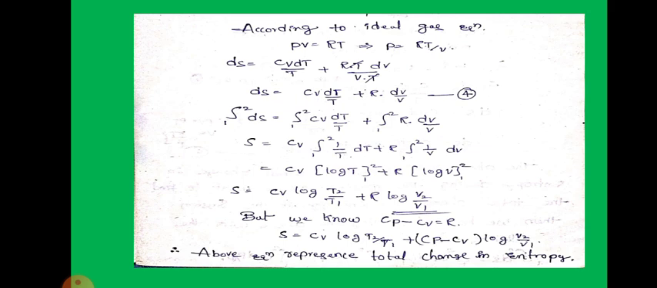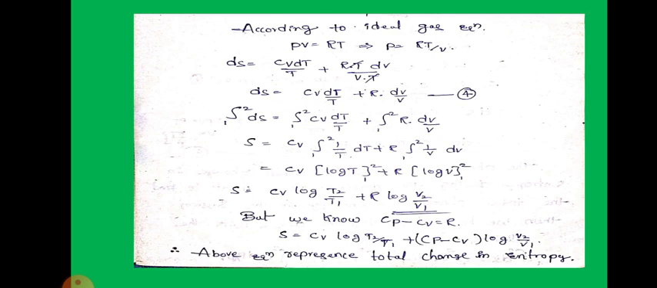But the entropy equation is dS = dQ/T. Substitute equation number 2 in equation number 3. Therefore dS = (Cv dT + P dV)/T. According to the 1 mole ideal gas equation, PV = RT, so P = RT/V. Therefore dS = Cv dT/T + R (T dV/V)/T. So T gets cancelled: dS = Cv dT/T + R dV/V. This is equation number 4.